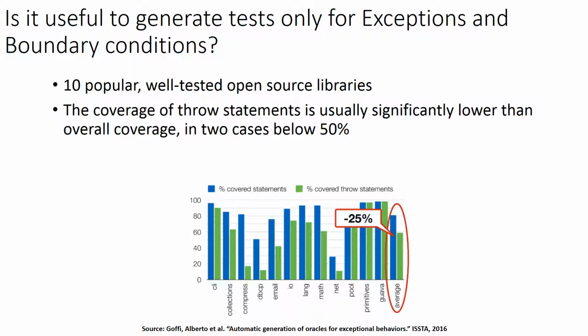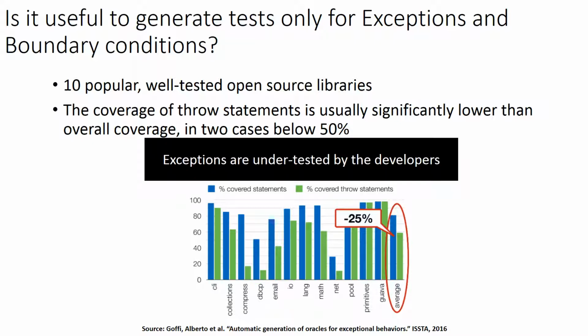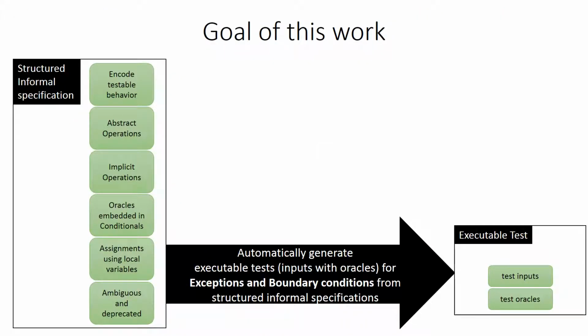This shows that exceptions are under-tested by developers, and therefore it is useful to automatically generate tests for exceptions and boundary conditions. Hence, the goal of this work was to automatically generate executable test inputs with oracles for exceptions and boundary conditions from structured natural language informal specifications.